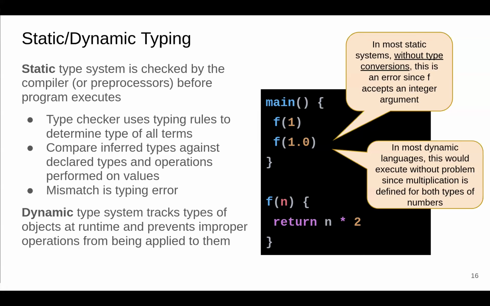In dynamic languages, this is becoming a boxed integer value, this is becoming a boxed float value, and then the multiplication operation is defined on both types. So the interpreter or runtime system would simply run the two function calls. First, n is an int, then it takes the multiplication operation for int and multiplies it, or the value is a float, and it takes the multiplication operation for floats.